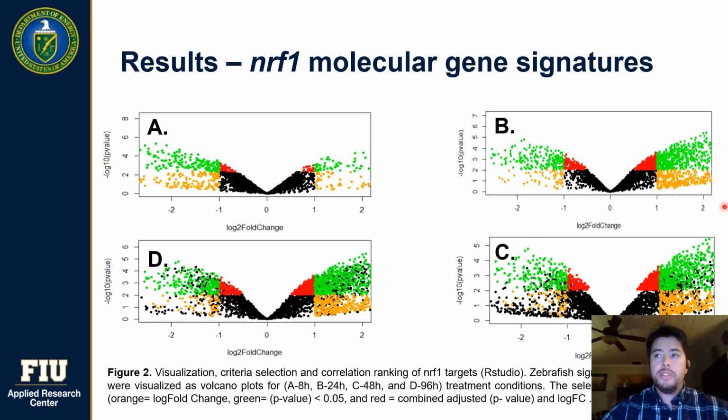Regarding the identification of the NRF1 markers, I've used volcano plots in order to highlight which genes were significant, using a two-set criteria, which is 0.05 and fold change of 1. As you can see, all of the genes highlighted in red will be used for this exercise.